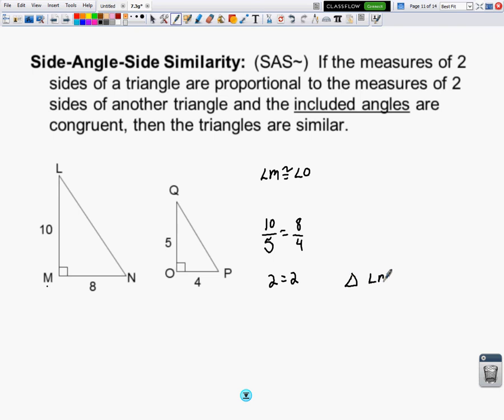Triangle LMN is similar to triangle QOP by side-angle-side similarity. Everybody good so far?